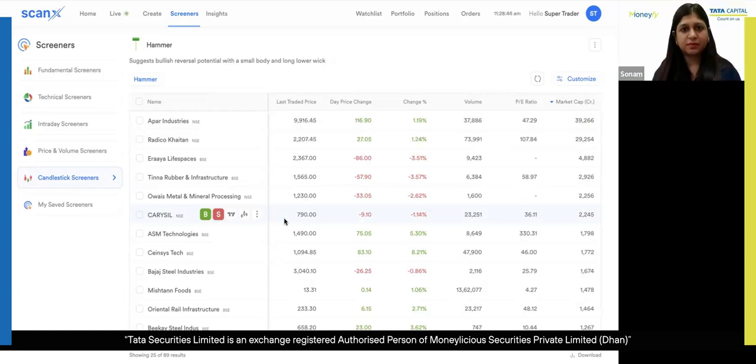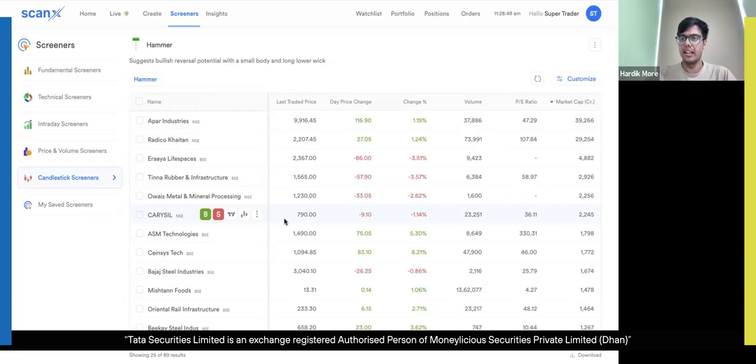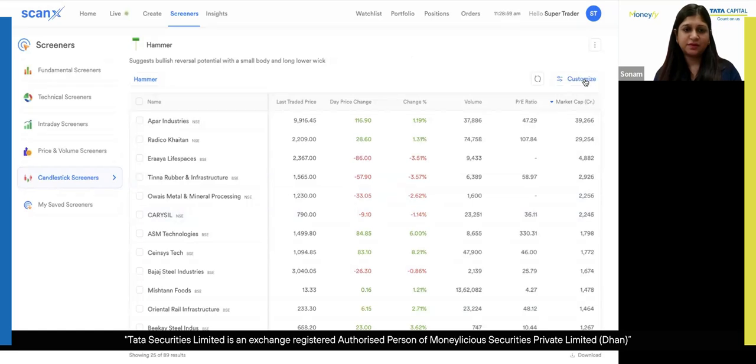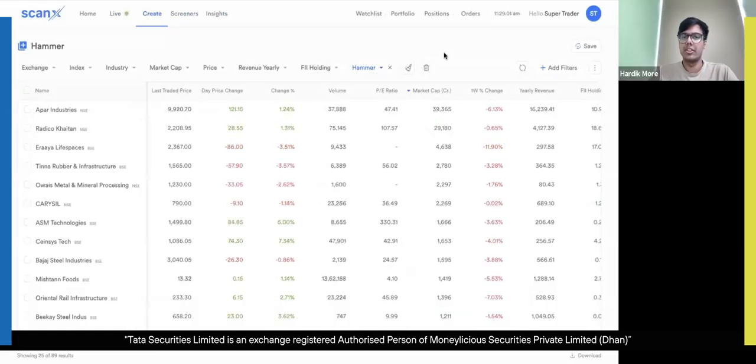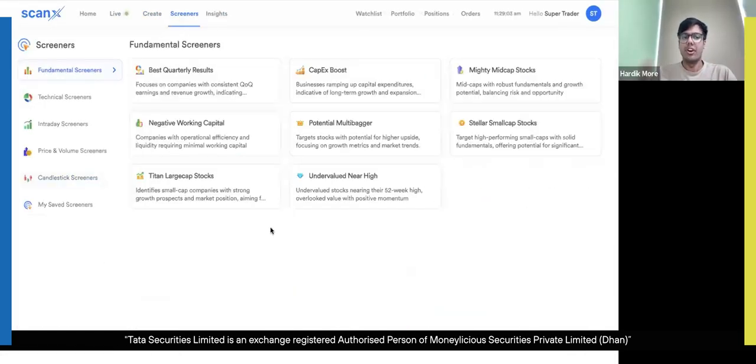Because I know what is a hammer, but I don't know which stocks are creating a hammer. So earlier I used to go and see those particular stocks, check it out. Now I just get a list of it and add additional parameters कि कुछ और चीजें मेरे को अगर करनी है. So all of that is here with this.